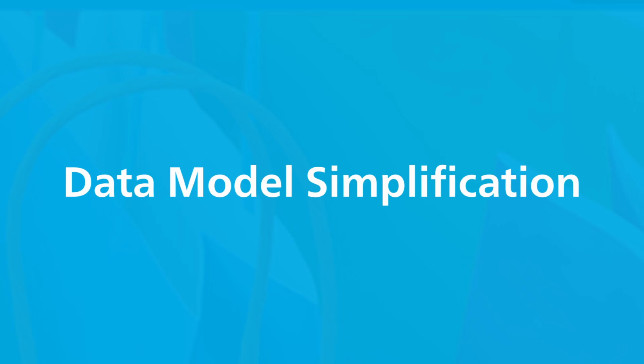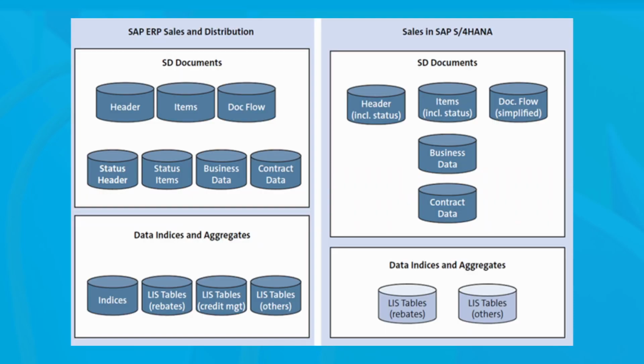In SAP S/4HANA, various existing status tables have been eliminated, and all fields under these tables have been moved to the corresponding header and item tables for sales documents, deliveries, and billing documents. The document flow table has been simplified as well. Redundant document and rebate index tables have also been eliminated.